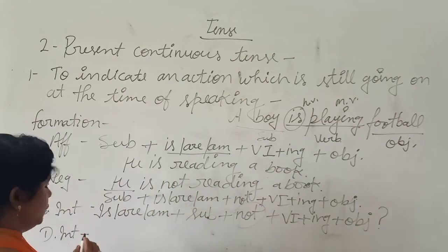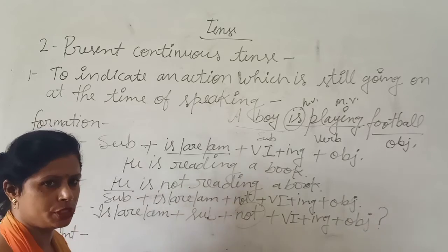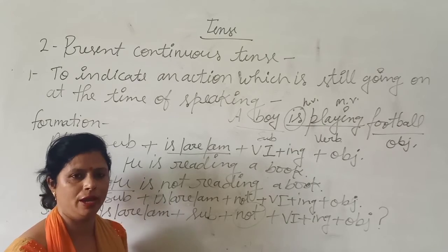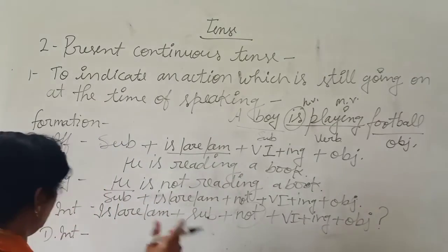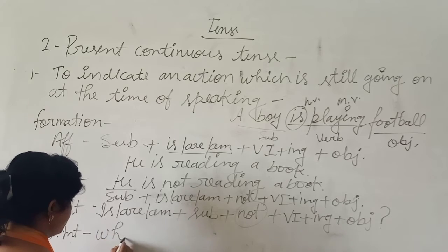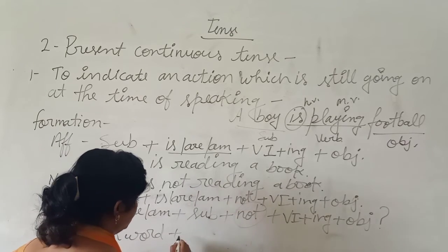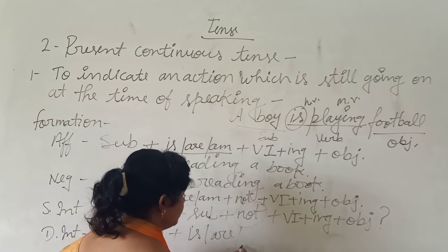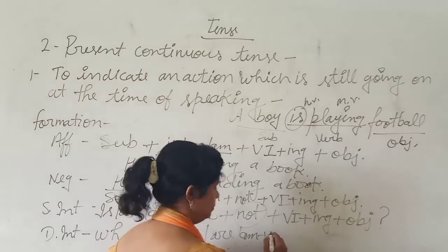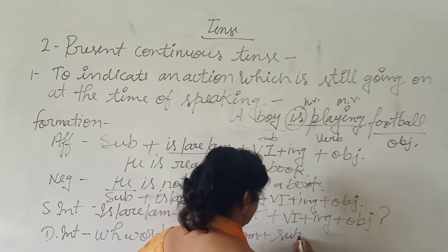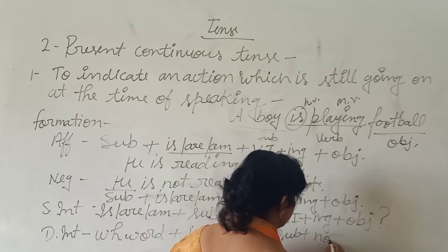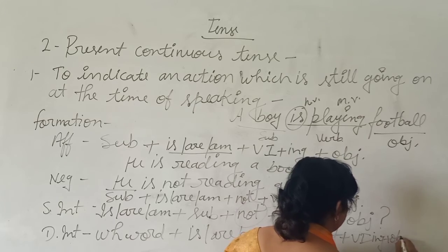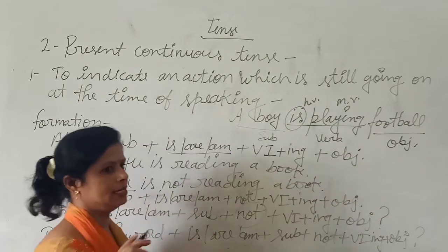Next one is double interrogative. Double interrogative starts with a WH word. In the previous class, I told you many examples of WH words, for example why, when, where, which, and so on. So we will take first the WH word plus helping verb. What is the helping verb? Is, are, am, plus subject plus not plus verb's first form with ing plus object, and at last a question mark.